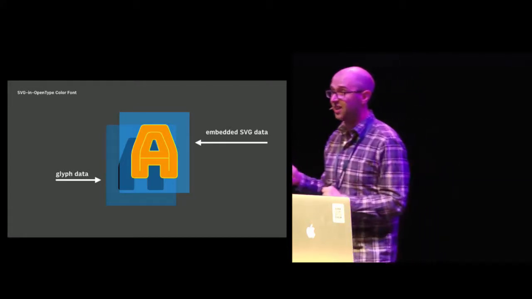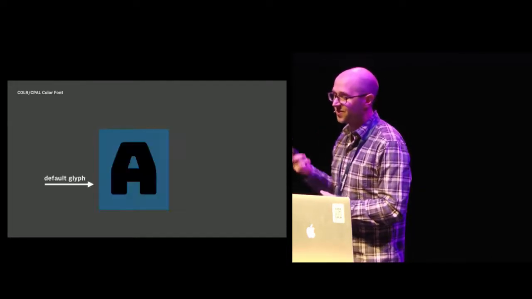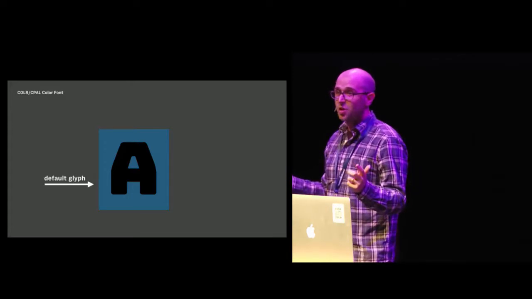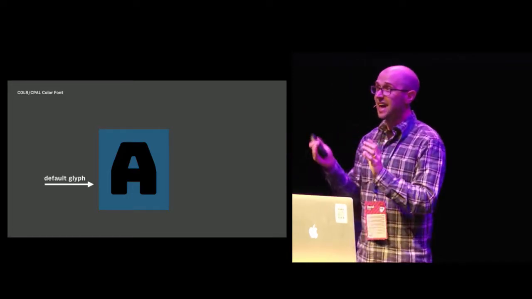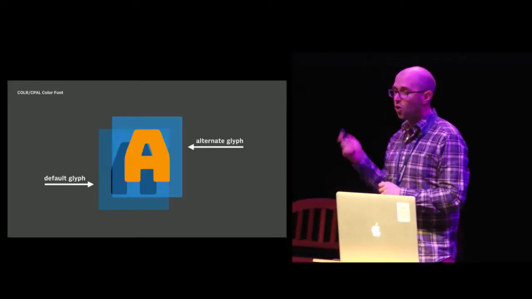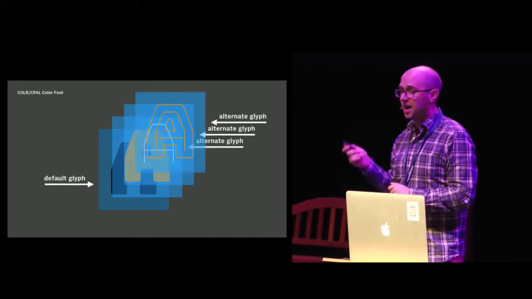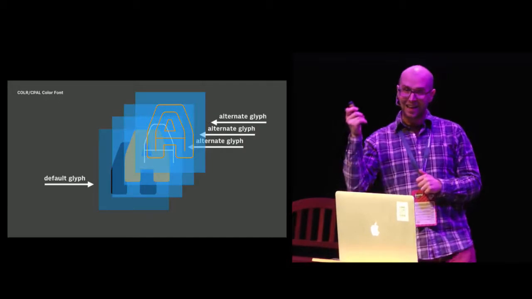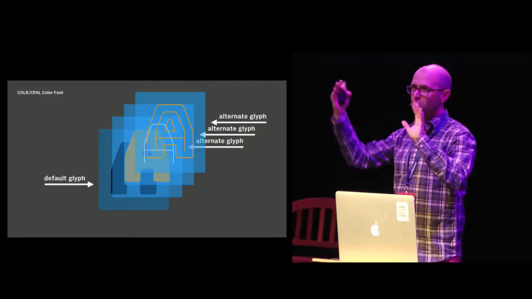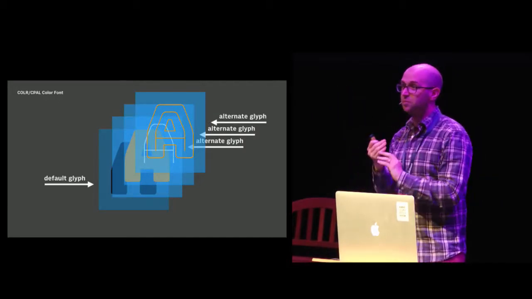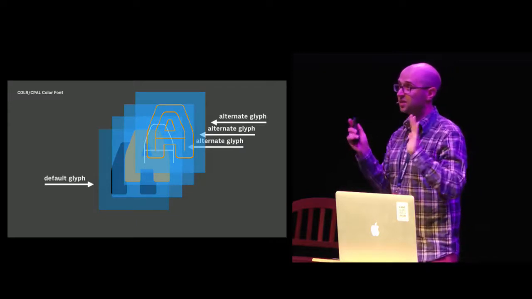The third flavor, and perhaps the most interesting flavor, is called Color CPAL. Don't worry about the name. It's a default glyph, but then rather than embedding a static image over it, you're actually overlaying it with different glyphs. And so you can get really intricate in how you overlay this glyph data. But there are no images in here, it's just fonts.